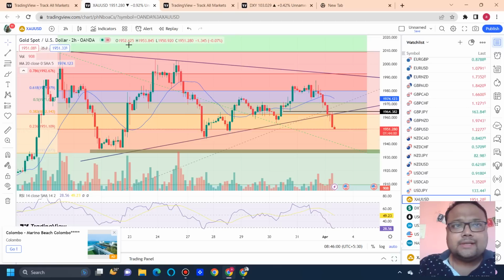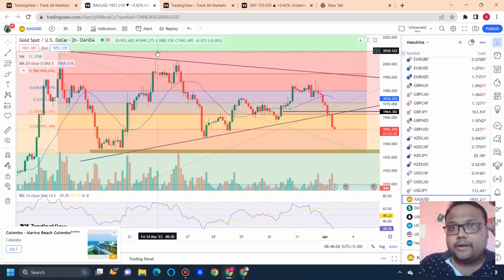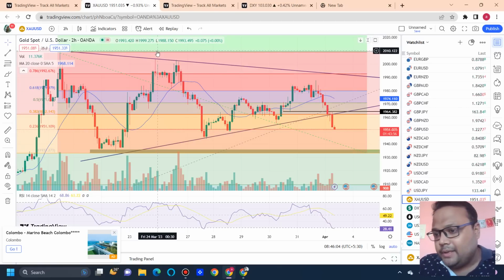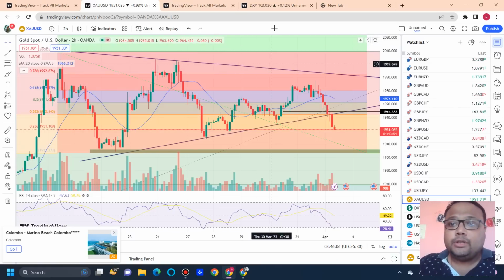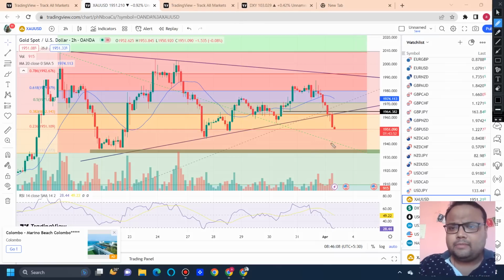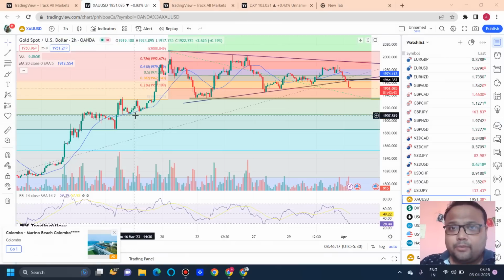If you already have a sell position in the market, stay on the trade. If you have a buy position, you can wait for some time, because I think that at one point market will try to reverse and you can exit from your buy positions. Overall, the sentiment is not very positive for gold right now.